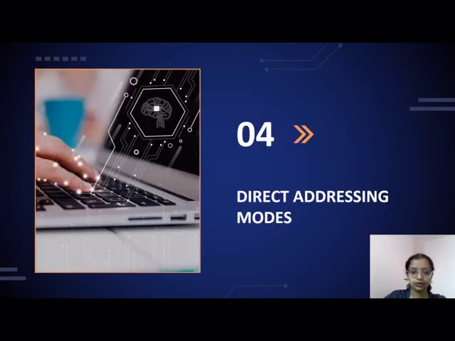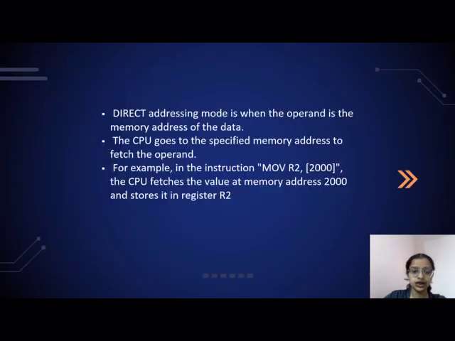Direct addressing mode. In direct addressing mode, the operand represents the memory address of the data. The CPU accesses the specified memory address to retrieve the operand. For instance, in the instruction move R2, 2000, the CPU fetches the value stored at memory address 2000. Subsequently, the retrieved value is stored in register R2. This addressing mode directly accesses the data from memory for processing.